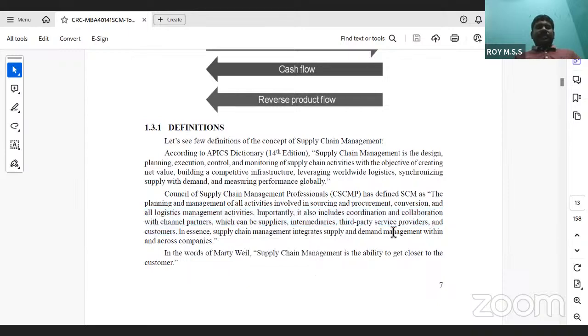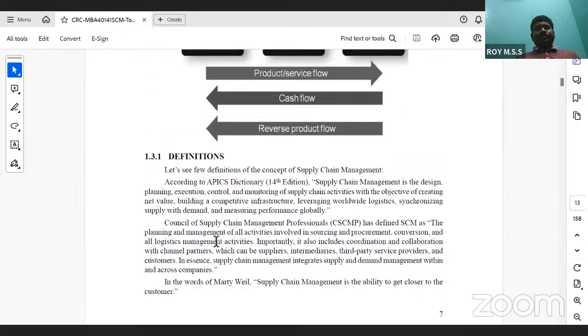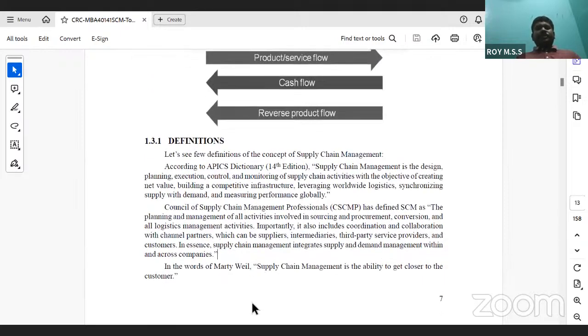In essence, supply chain management integrates supply and demand management within and across companies. In the words of Matt Tyrrell, supply chain management is the ability to get closer to the customer.